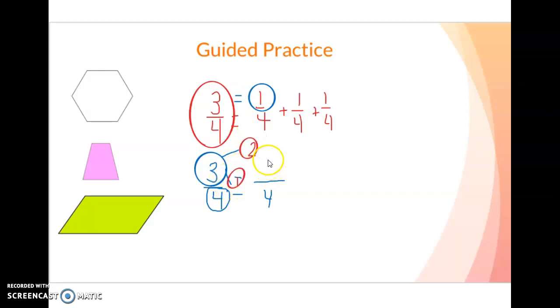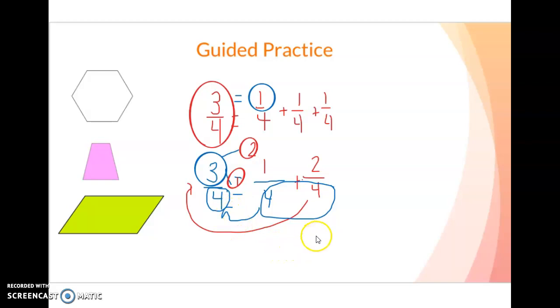So I can decompose 3/4 into 1/4 plus 2/4, and it's going to give me the same fraction when I add it up, 3/4, because 1 plus 2 equals 3. Since my denominators are like denominators, that means they're the same. I don't add them up. It remains 4, and that's my fraction, 3/4.